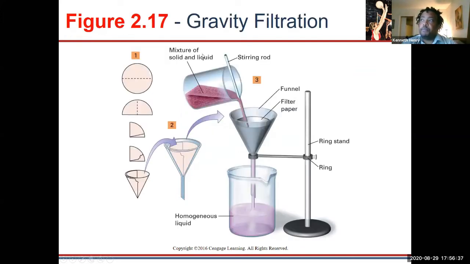This here is an example of gravitational filtration. We're using gravity to separate a solid and a liquid. We have a mixture of a liquid and solid here. We pour it in here with filter paper. We fold up our filter paper in a nice little manner. As we pour it through, gravity pushes down on the liquid. Liquid flows through, and we get the pure liquid at the bottom, and we collect the solid up top.